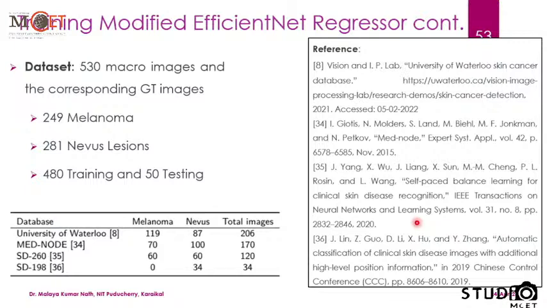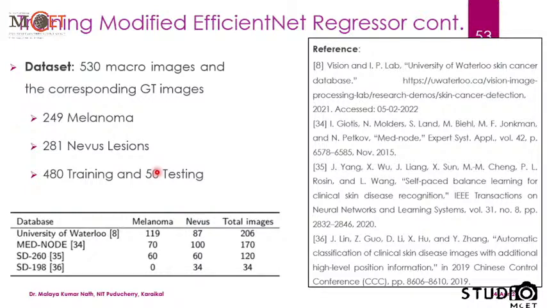This was experimented on 530 macro images. Basically, these 530 macro images have been taken from four different databases: University of Waterloo, MED-NODE database, ST260 database, and ST1980 database. The detailed description about these databases is given in these references. Out of these 530 macro images, 249 are melanoma images and 281 are nevus lesions. We are using 480 images for training, and 50 have been used for testing.